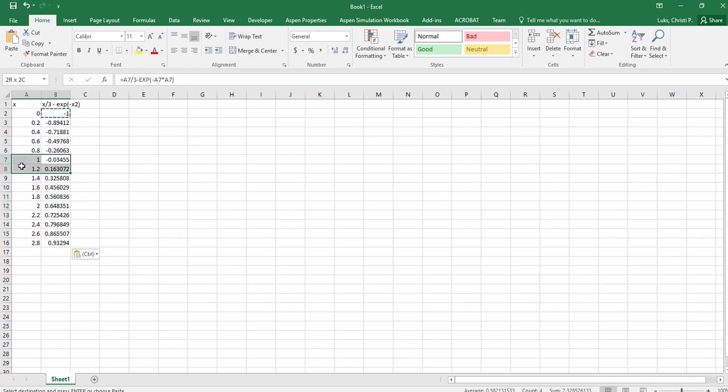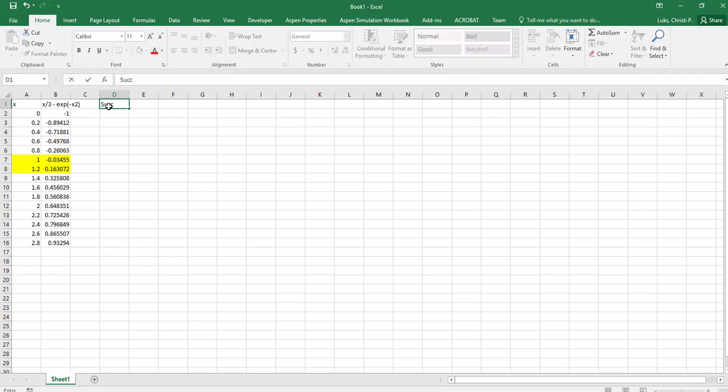Okay, and it looks like right in here I do have a change in sign, and so therefore I think that my answer is going to be near 1. Okay, and my form of the function that I'm working with is going to be this one where it says x equals 3 times e to the minus x squared.